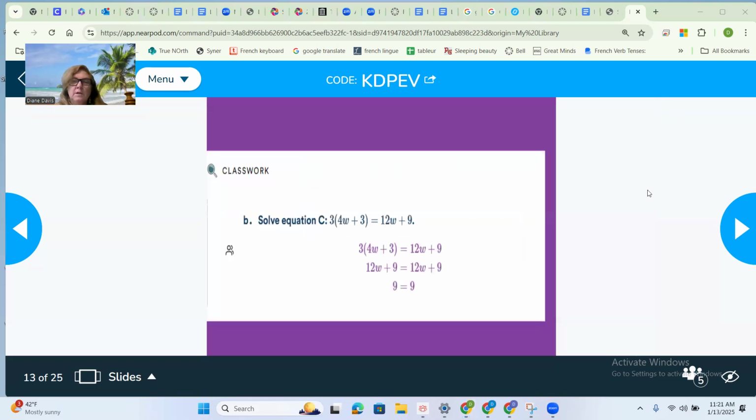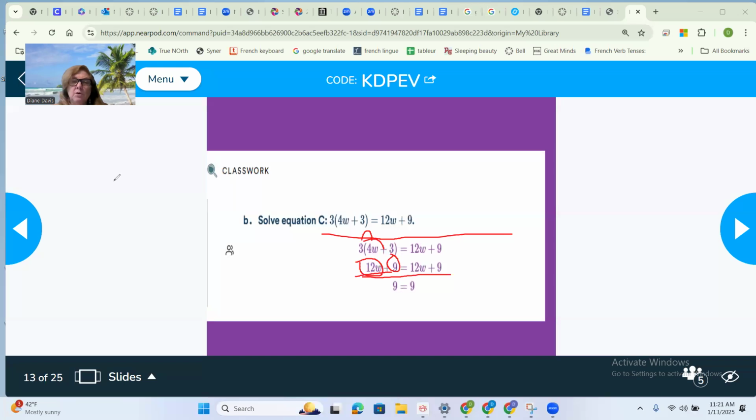So I'll make sure I go back and make the others draw it. All right, what did they do first? This is like what we had before. We got to this place. They multiplied it out, right? 3 times 4W gives you 12W. 3 times 3 gives you 9. Okay, look, they are the same thing. 12W plus 9 equals 12W plus 9.